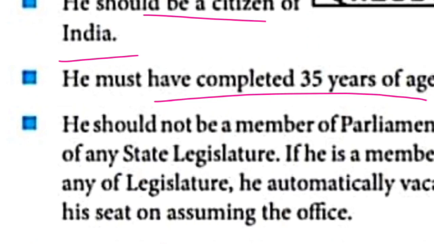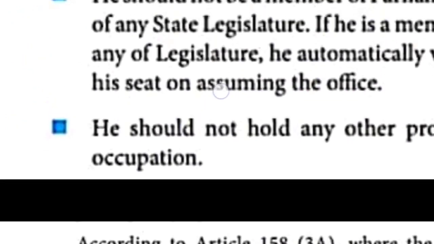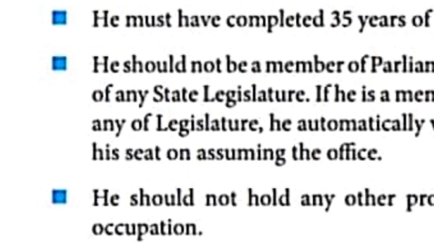The next one is that he should not be a member of any legislature or Parliament. If he is a member of any legislature or Parliament, when he is assuming the office, his post automatically vacates, as it is given in your book, children. The last point is that he should not hold any other profitable occupation. Occupation means job. He should not have any other job.